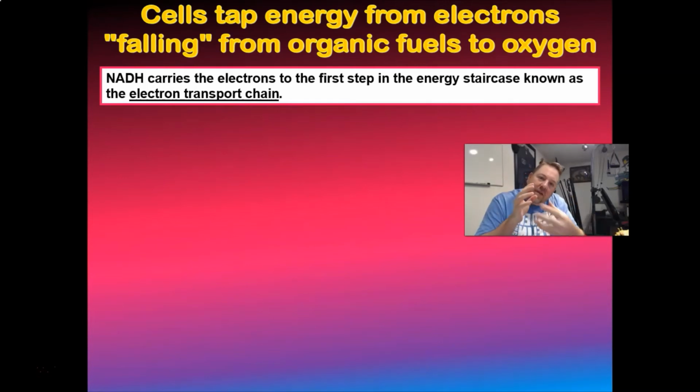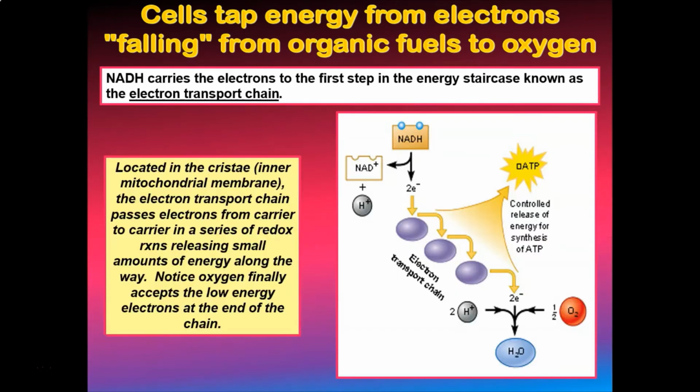You're going to go down the staircase and lose that potential energy. Okay, we're going to harness that energy. Some of it's gone as heat, but the rest of it will be harnessed to make ATP. So this is going to be located, do you remember the cristae, the inner mitochondrial membrane, all those twists and folds? The electron transport chain is located within the membrane, okay? And there's going to be a whole bunch of electron carriers in there.